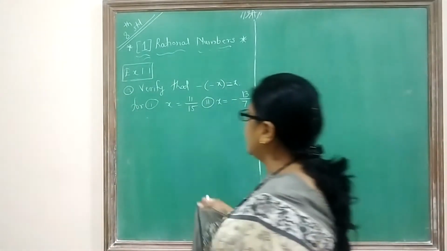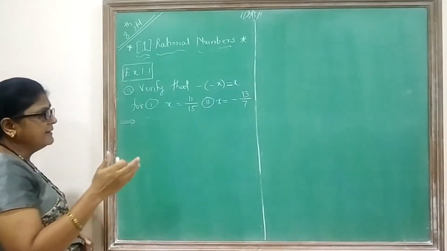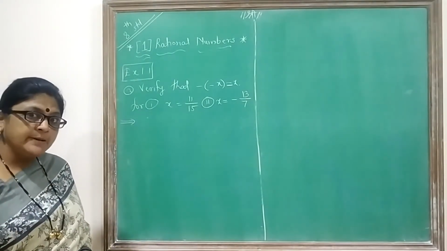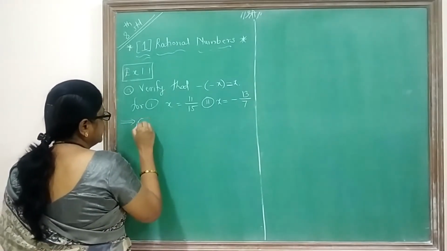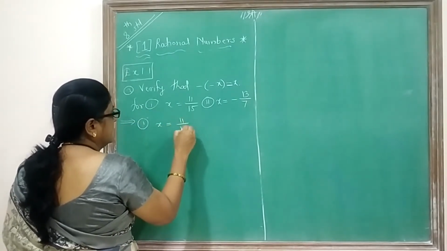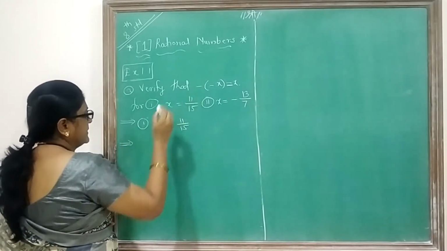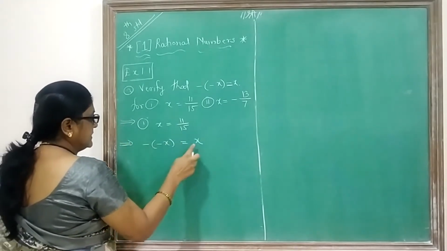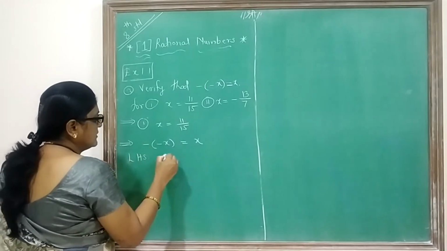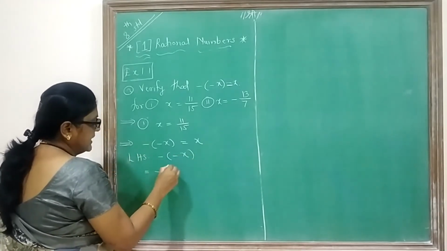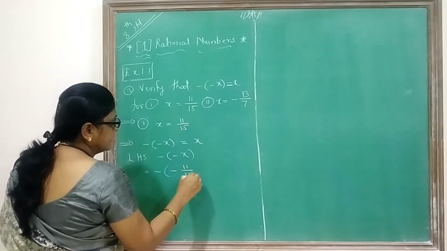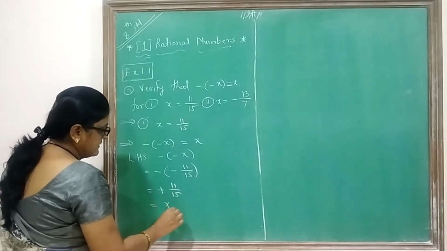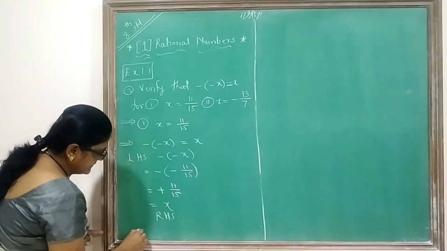Then your rule is what? Here the x value is given and you will prove here that minus multiplied by minus you will get plus. Your first example is x equal to 11 by 15. Verify that minus minus x equal to x. Then your LHS side is minus minus x. Then you will write minus minus, then what is your value? 11 by 15. And this minus minus will be plus 11 by 15. And this is the value of x, that is the RHS.